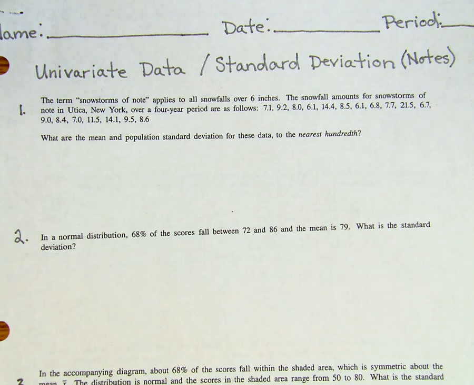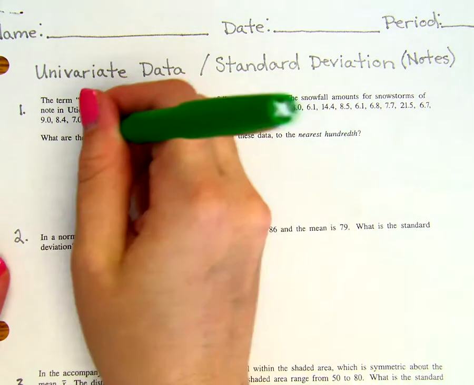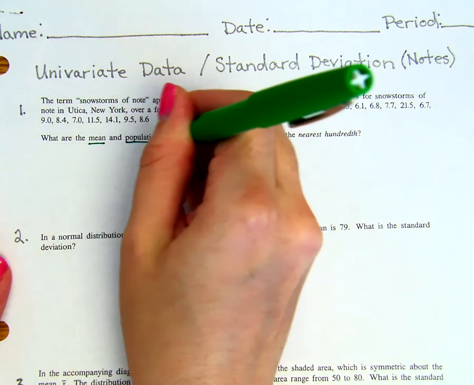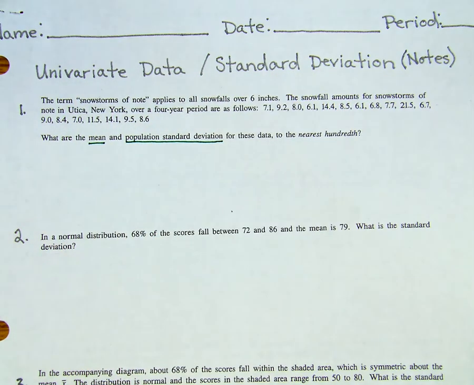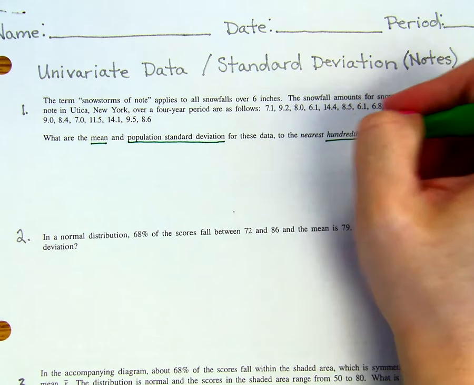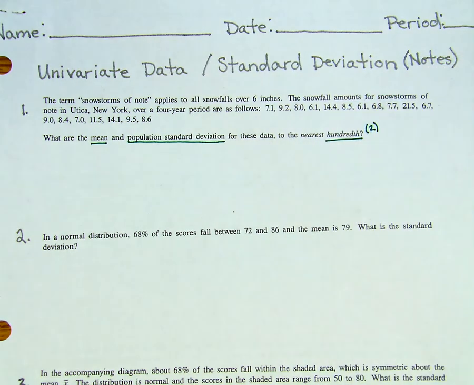The first question says snowstorms of note applies to snowfalls over 6 inches. Snowfall amounts for snowfall in Utica, New York over a 4-year period are as shown. What are the mean and population standard deviation for these data to the nearest hundredth? Hundredth is 2 decimal places. Okay, so we're going to use that same skill that we did before of highlighting or underlining important information. I'm just going to underline it for us right now. So it wants to know the mean and the standard deviation.